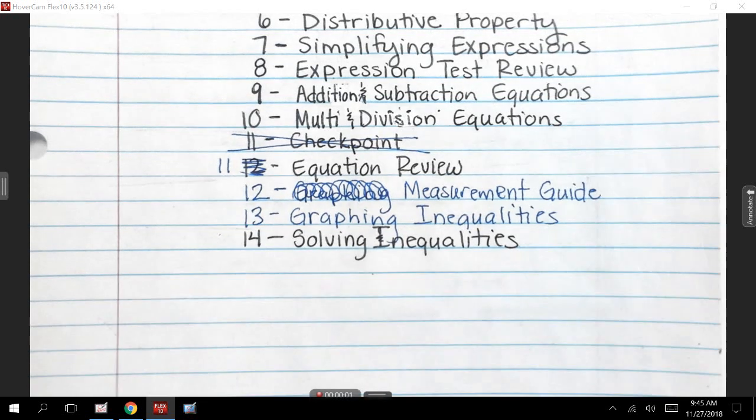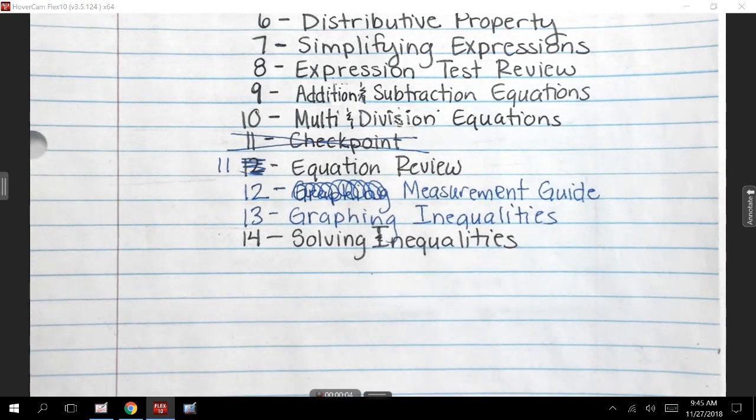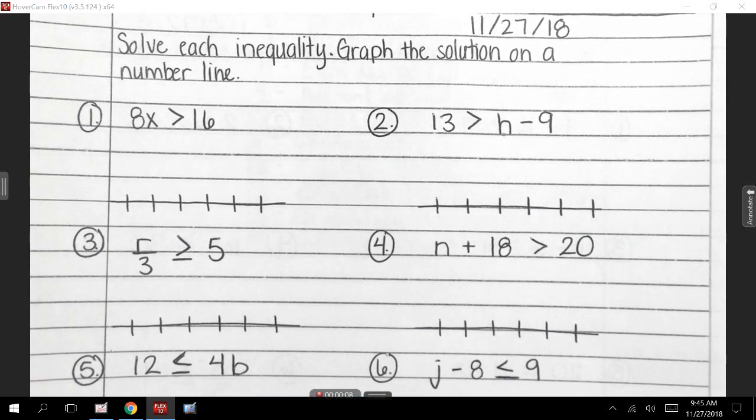All right, so today we're going to be doing, make sure you've updated, this is number 14. We're going to be solving inequalities. The first thing I want us to do, though, we have a test this Friday.